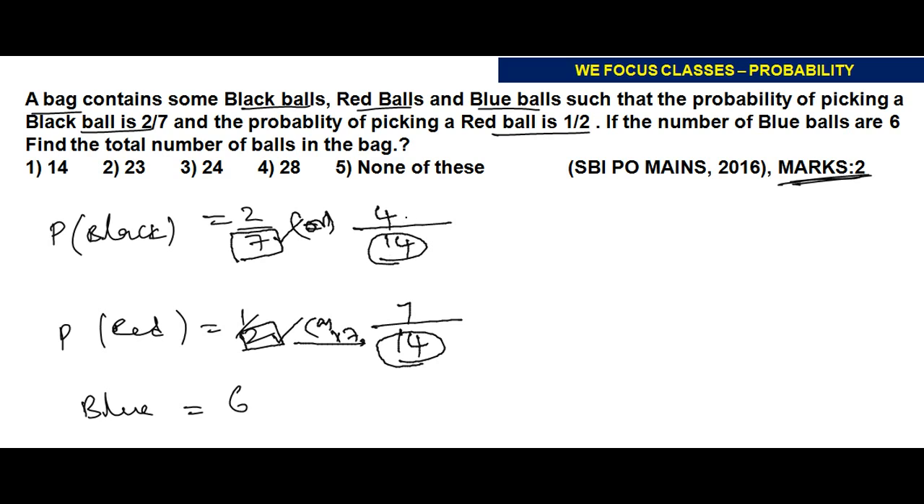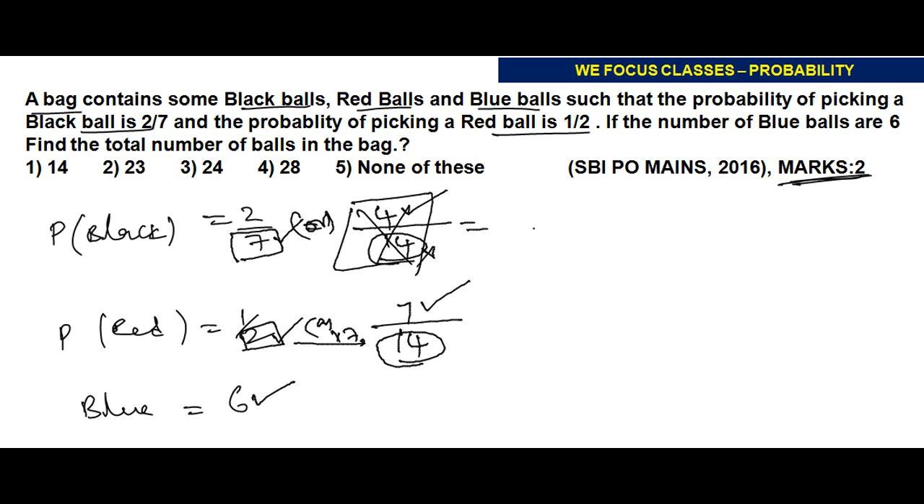Now you check. Here the black balls you got is 4, the red balls you got is 7, and the blue balls you got is 6. If you add these 3 things and you get 14, then your answer is 14. Otherwise, you need to go for the other options. 4 plus 7 is how much? 11. 11 plus 6 is nothing but 17. But you got only 14. So this option is wrong. Then what do we need to do? So this is completely ruled out.